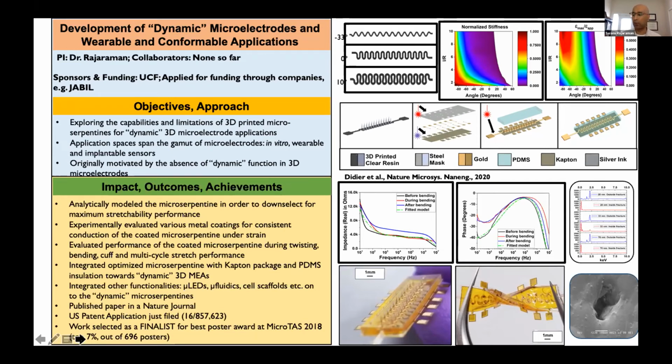So we took 3D printed architectures such as a microserpentine, optimized it analytically, then printed a bunch of these microserpentines, made them conductive, and created 3D sensors and micro LEDs on top of this. The idea being it can be used for anywhere from in vitro to wearable to potentially implantable applications. Again, this is something that we have published on, we have a patent on, and this was selected as a finalist for MicroTAS 2018 poster presentation, but it's something where I'm definitely looking for new opportunities to collaborate and new opportunities for applications in this space.